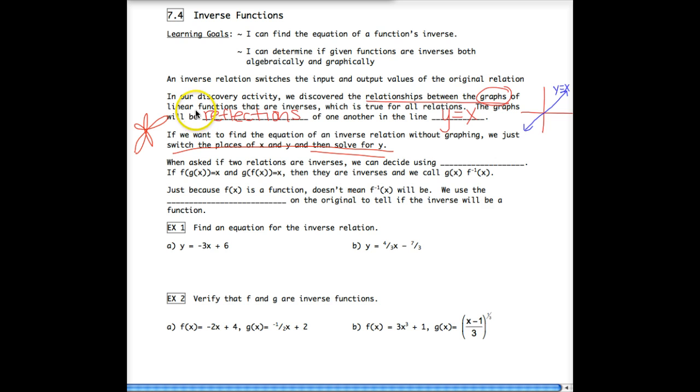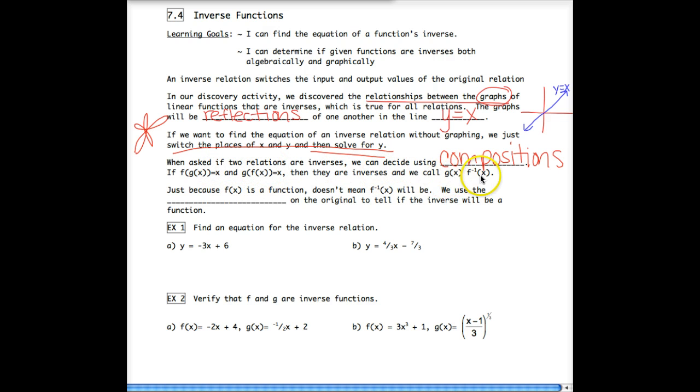Now, we know when we're given two functions' graphs how to decide if they're inverses. We look and see if they're reflections. If you have both relations or equations and you want to know if they're inverses, instead of solving, you can simply decide using your compositions, which is what we discovered in the activity. Because if they are inverses, f of g of x should simplify to x, and g of f of x should also simplify to x. So if you do both of those compositions and you end up with x for both of them, they are inverses.